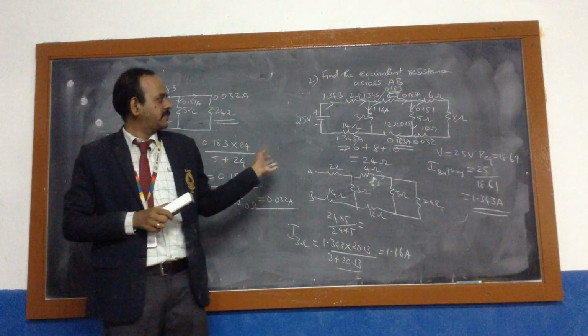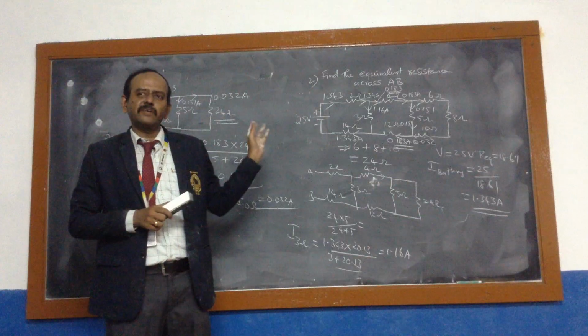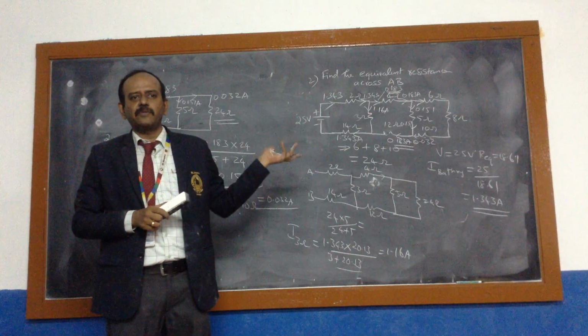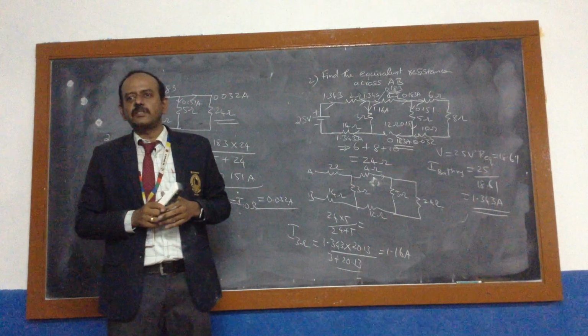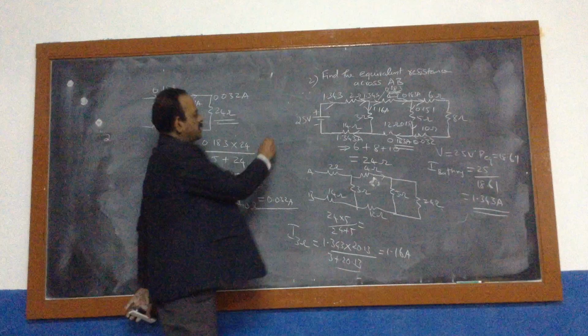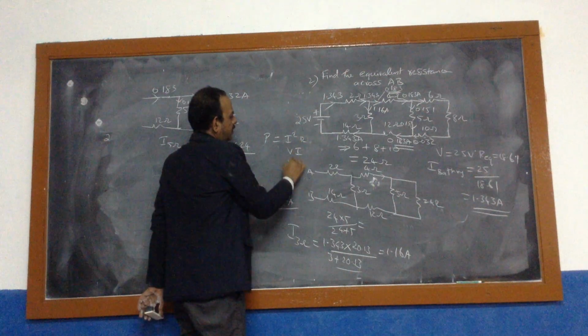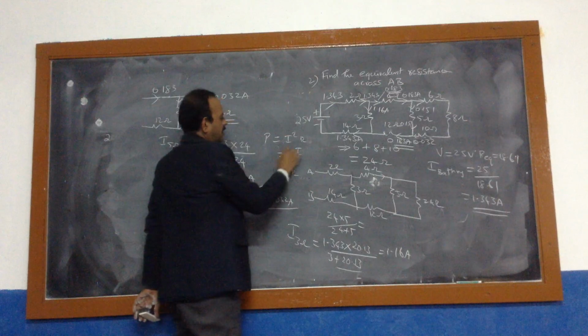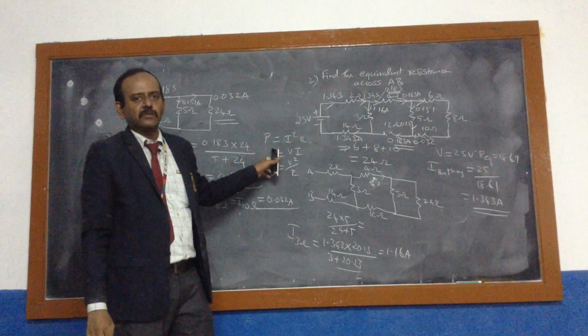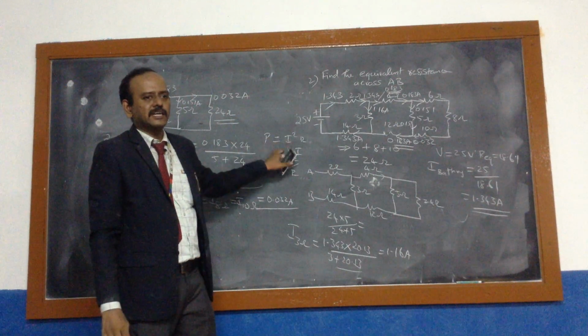Suppose I find the current. From that we can find the power also. They may ask the power. They may ask the voltage also. There we can use the power formula, power equals I square R, or VI, to find the power. Mainly they ask the total resistance and current.